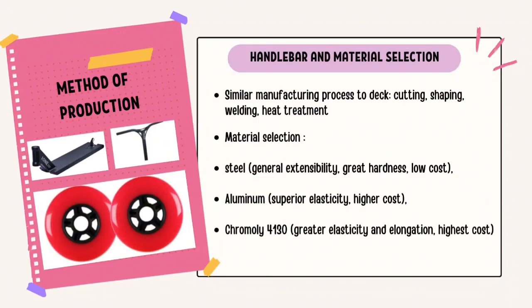For the handlebar, a manufacturing process similar to the deck will be given, such as cutting, shaping, welding, and heat treatment. The material selection for making the handlebar will be steel, which has general extensibility, grip hardness, and low cost; aluminium with superior elasticity but higher cost; and chromoly 4130 with greater elasticity and elongation but with the highest cost.